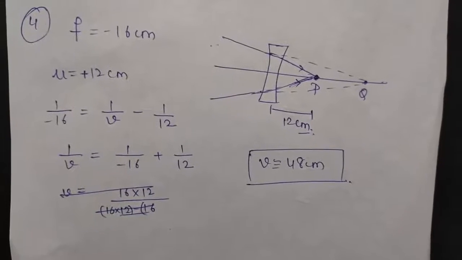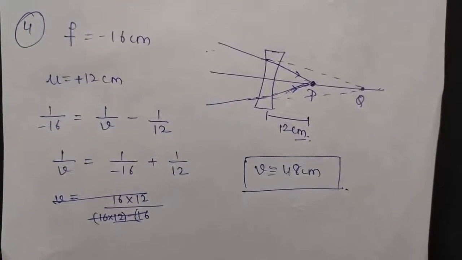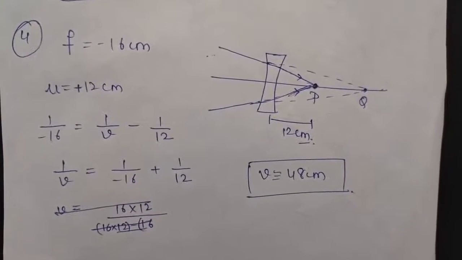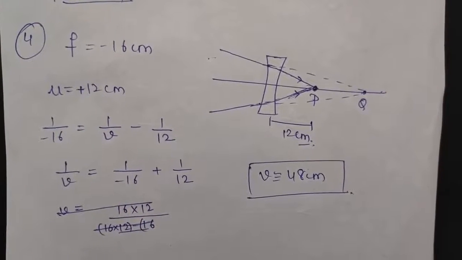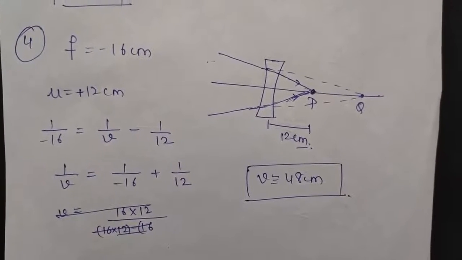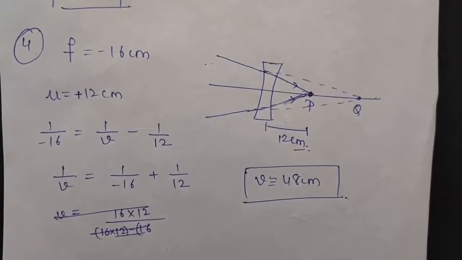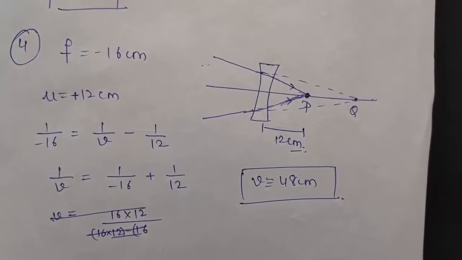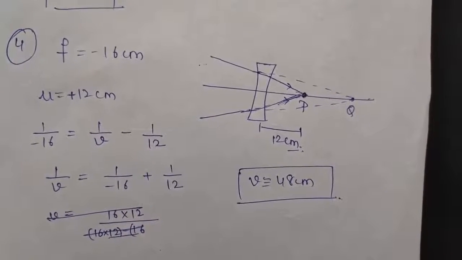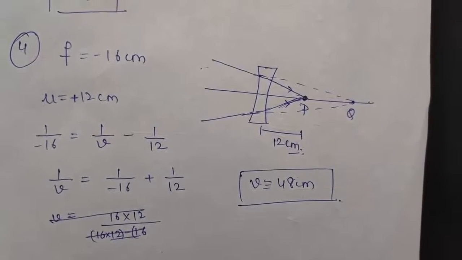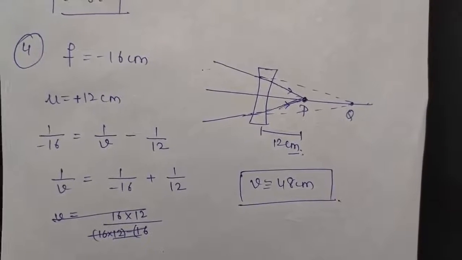Okay, so the next is question number 4. It says a beam of light converges at a point P. A concave lens of focal length 16 cm is placed in the path of this beam 12 cm from P. Calculate the location of the point at which the beam would now converge.